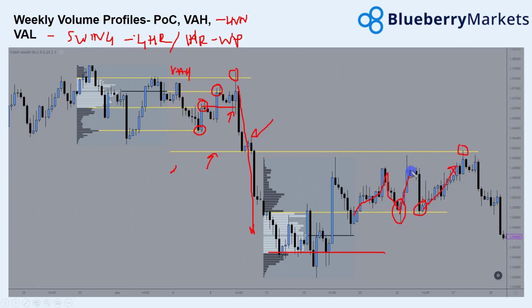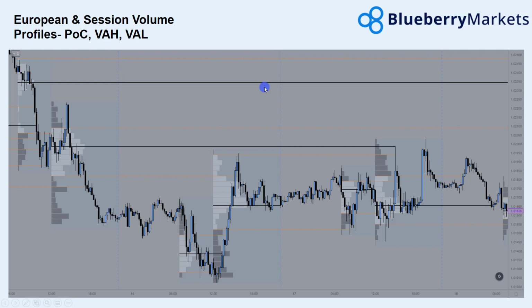Okay, so that could have given you a couple of opportunities the next week. So you can see how the weekly ones work well. I personally use the weekly and then the sessions. I don't typically look at the monthly ones that much, but if you don't have a lot of time to look at the markets, then it's a great starting point for your volume profile analysis.